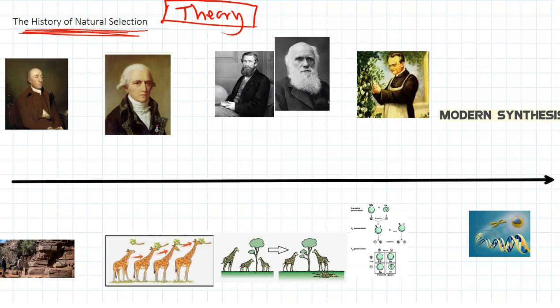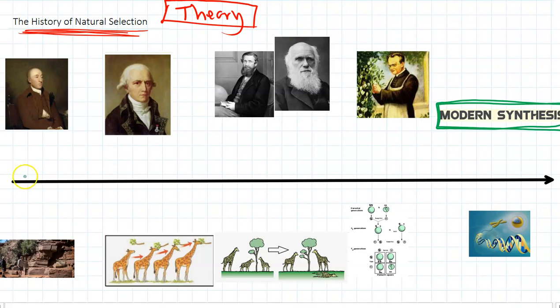Okay, so we'll look at a really brief timeline of how the theory of natural selection came about. Starting way back in the 1700s, all the way up to the modern day, which we now call the modern synthesis, which is the modern understanding of how evolution happens.